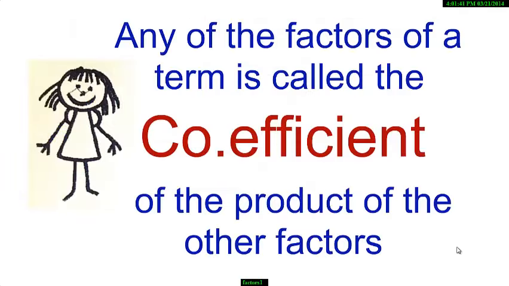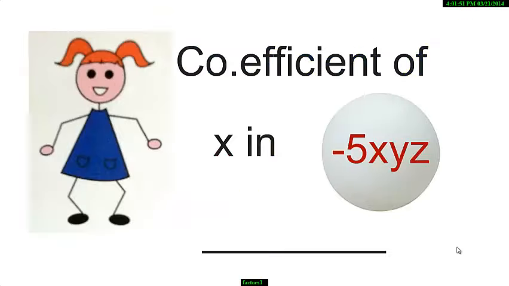Remember, any of the factors of a term is called the coefficient of the product of the other factors. Thus, the coefficient of x in minus 5xyz is given by minus 5yz. This is got by covering x. The remaining factors will give you the coefficient.